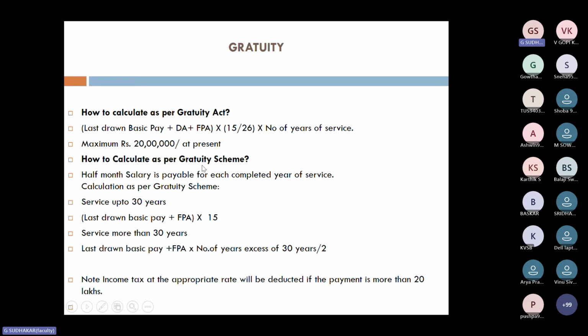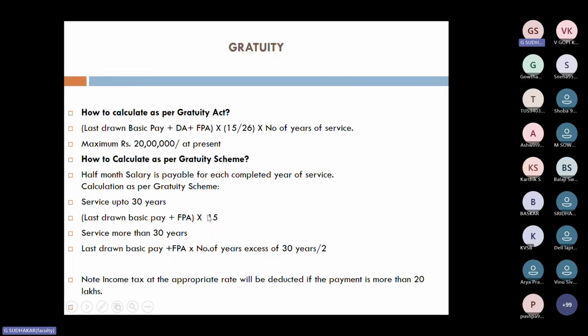So this is part of the calculation for scheme, calculation for Act. You have to work out. Suppose nowadays, if you are on attaining superannuation, the retired employee is getting more than the Act amount. For example, for me, as per Act it is restricted to 20 lakhs. But for me, the gratuity as per scheme is 28 lakhs. So I got the arrears of 8 lakhs.